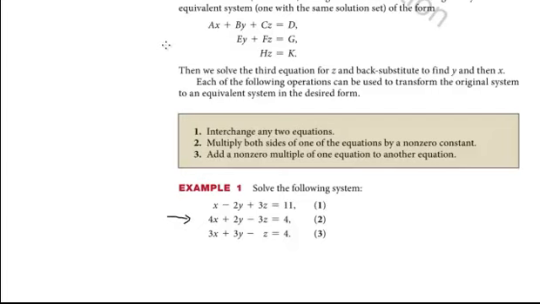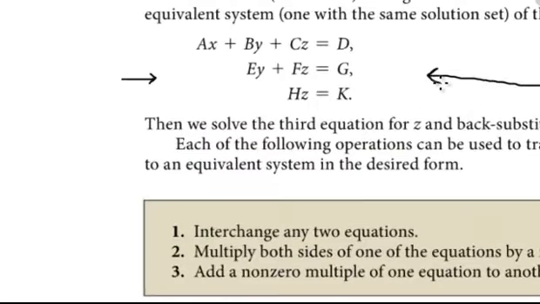Now if we look above here, if somehow I manage to get this looking like this, supposing I've managed to find out what, let's say, z equals. If I know what z equals, I can put it into the second equation, the middle equation, and I'll be able to find out what y equals. And if I know what y and z equal, I'll be able to put them into the first equation here, and I'll find out what x equals.